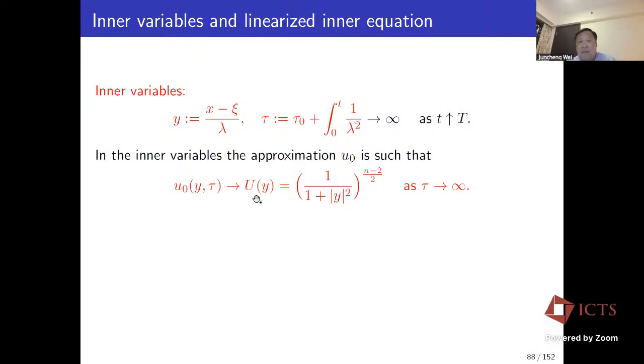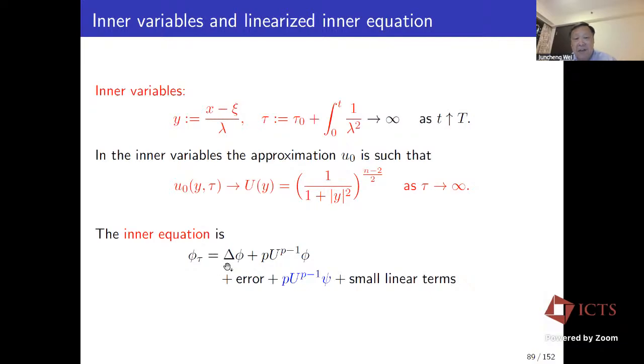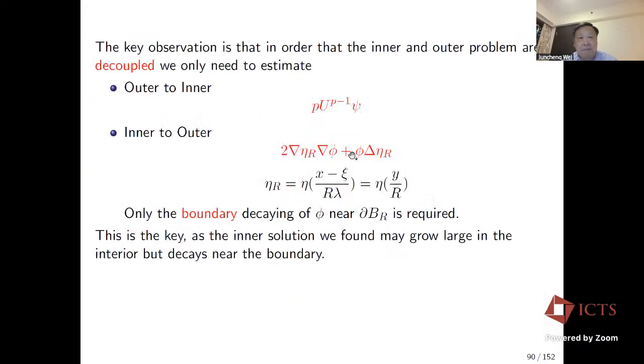And so in the inner variable, your ansatz becomes the u, the Orban tangent bubble. And so the inner equation in terms of tau and y is a very simple linear parabolic equation with this component term. So the inner and outer problems are decoupled, and we only need to estimate from outer to inner, which is u to the p minus 1. But inner to outer, okay, let's look at the inner to outer.